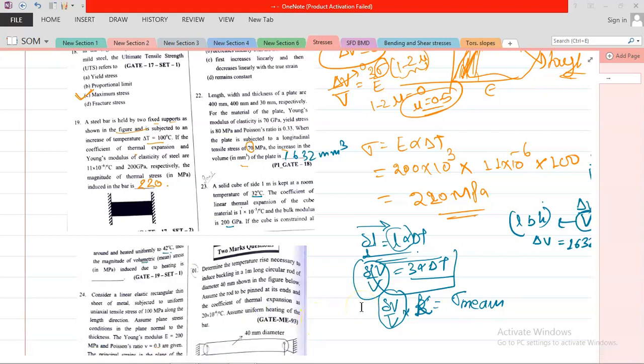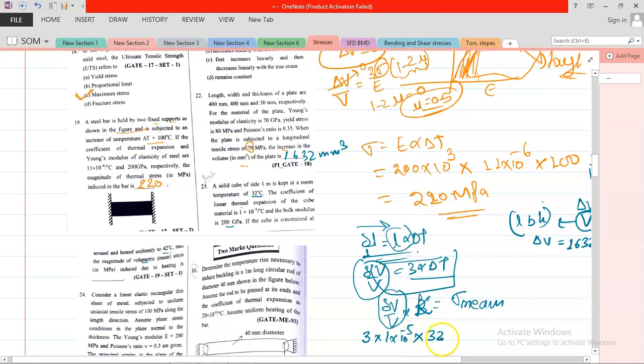So first of all obtain the delta V by V. Your delta V by V is 3 into your alpha, which is given as 1 into 10 to the power minus 5, into delta T, 42 minus 32, that is 10, into K. Value of K is given, 200 gigapascal, that is 200 into 10 to the power 3 divided by your volume, that is 1 meter cube, that is 1000 raised to the power 3, and that will be your sigma mean. So the direct answer will be 60 megapascal if you solve this.